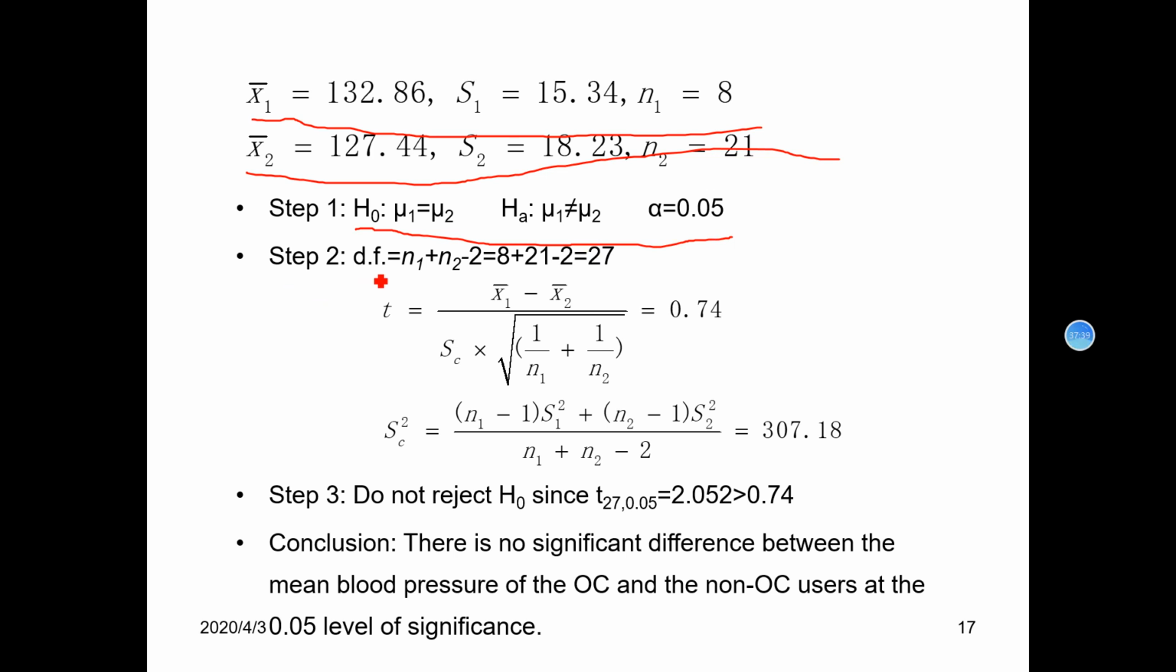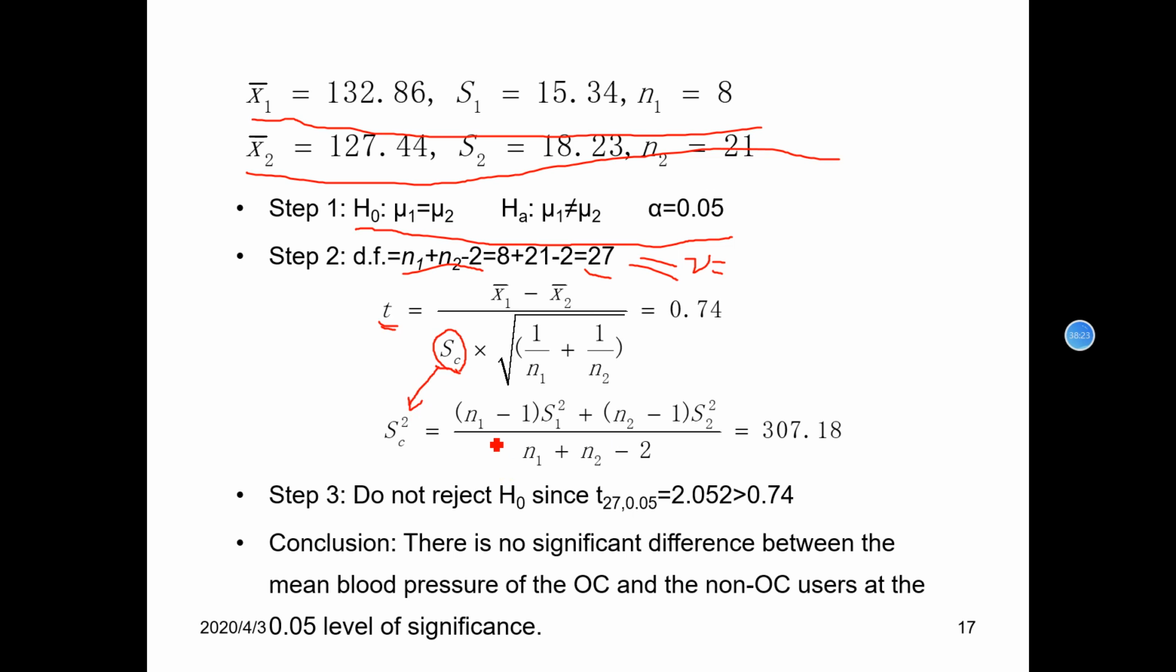And step 2, this is very special. In two independent samples t-test, nu equals to n1 plus n2 minus 2. So in this question, nu equals to 27. This is the formula for t. That is a little difficult for the calculation. So we need to use x bar 1, x bar 2, n1 and n2, and this special number, that is SC. SC, we can use this formula to figure it out.